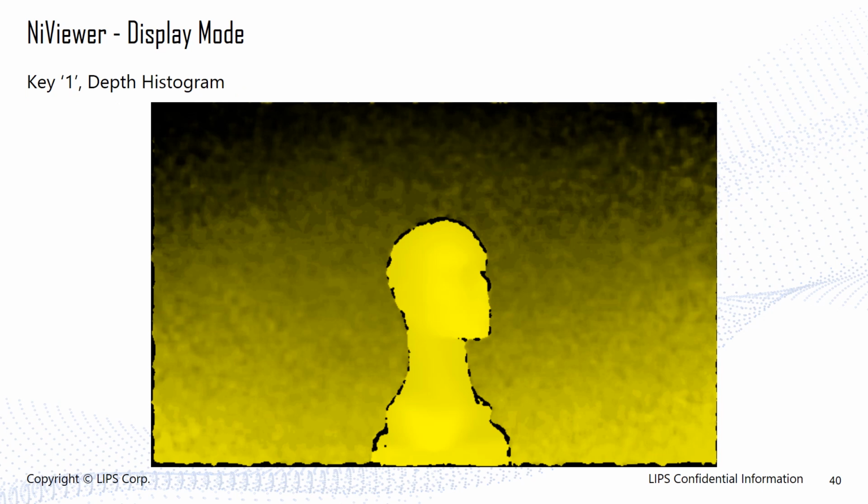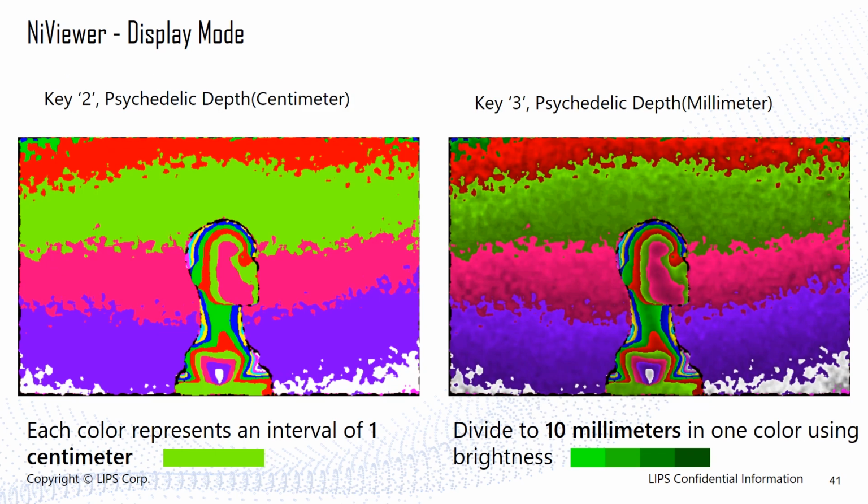For displaying a single view with depth only, the key number 1 can be clicked. Other display modes include the number 2 and 3. The number 2 would display the depth with a psychedelic, different color range, each covering approximately 79 to 80 centimeters with a single color. The number 3 would display the depth in millimeters, and within the range of each color, each millimeter gap will be displayed using a different brightness.